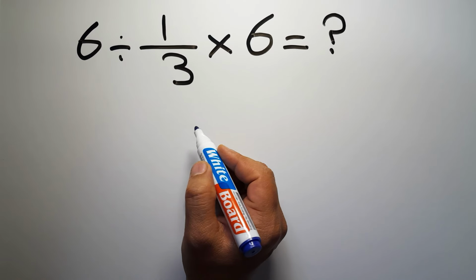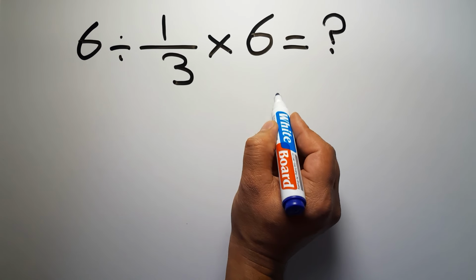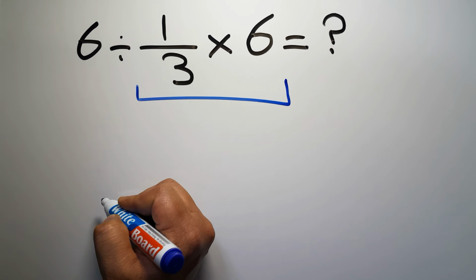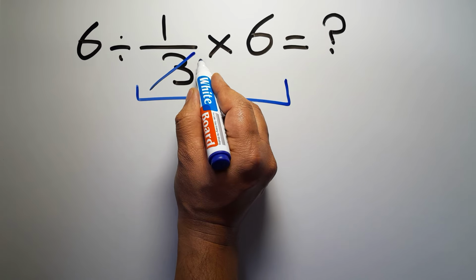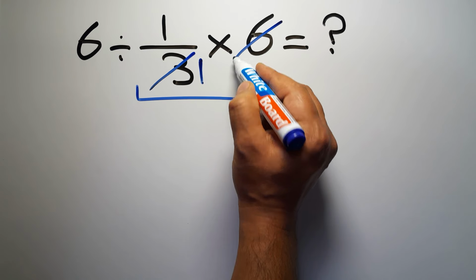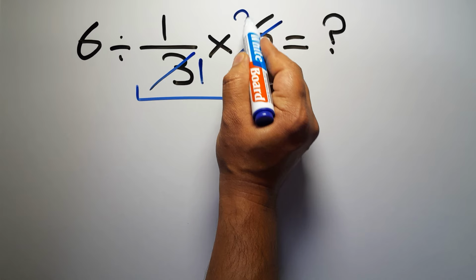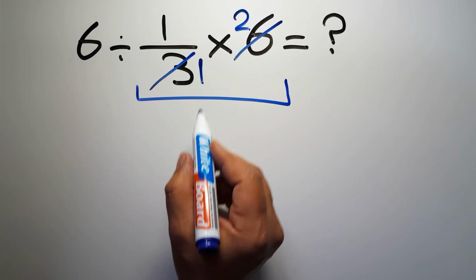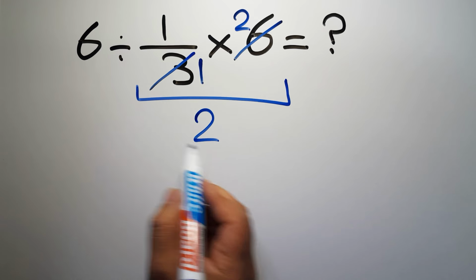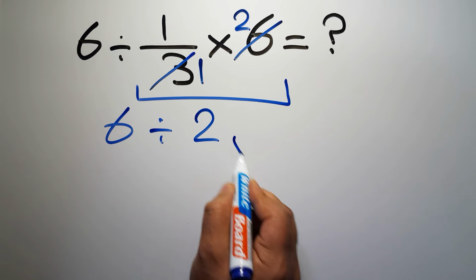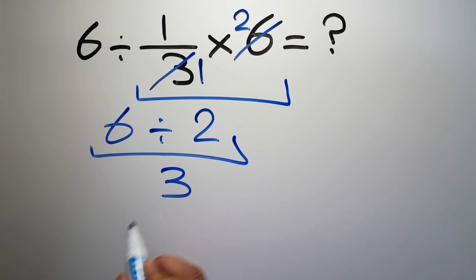First, we do this multiplication. 1 over 3 times 6. 3 divided by 3 gives us 1, and 6 divided by 3 gives us 2. So here we have just 2. And 6 divided by 2 gives us 3.